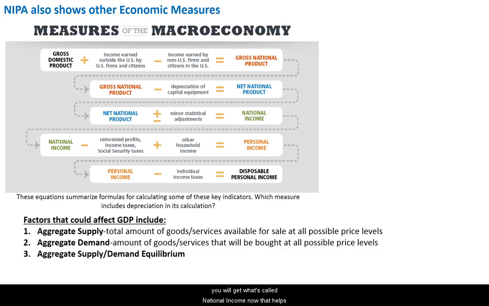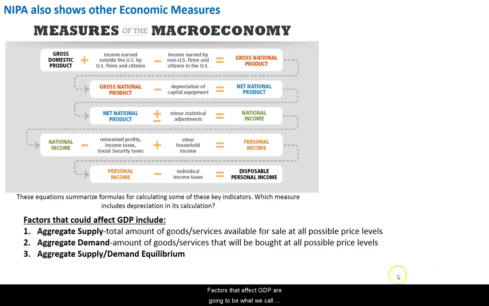Now that helps us figure some other things out. For instance, we can take what people get in reinvested profits, income taxes, Social Security taxes, other household income, and find out what the average personal income is, subtract out what people actually pay in individual income taxes, and find out what people's disposable personal income is, what they have to spend after all these things are subtracted.